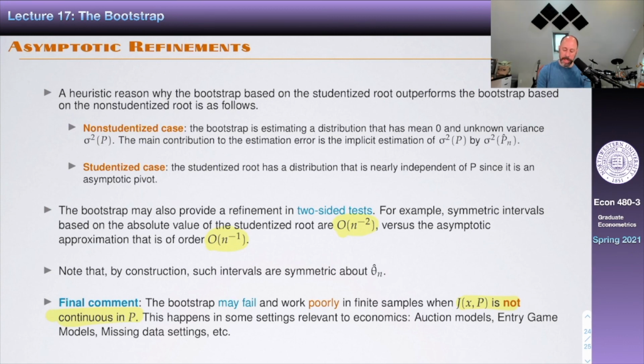But what I wrote here is that this happens in some settings relevant to economics. And as I said before, IO in particular, auction models, entry games, models where there's missing data, and so on are cases where we know the Bootstrap fails, at least in the form that I'm describing it here. And why? Because, as I said, the cases in which you have limiting distributions that depend on some, say, nuisance parameters, maximums, minimums, supremums floating around, and so on, are cases where you know that the Bootstrap fails.